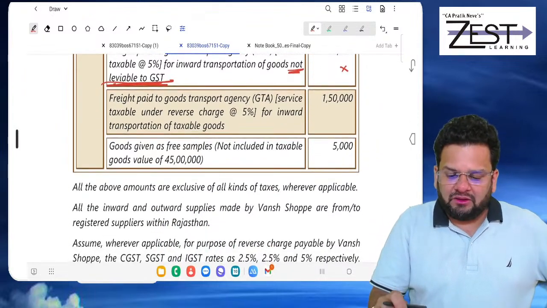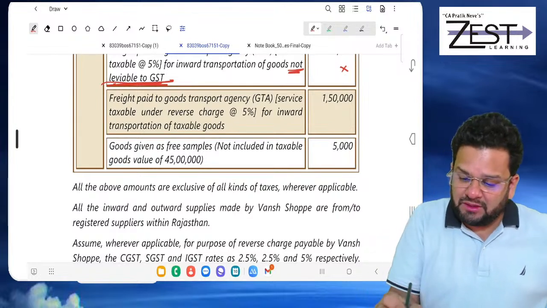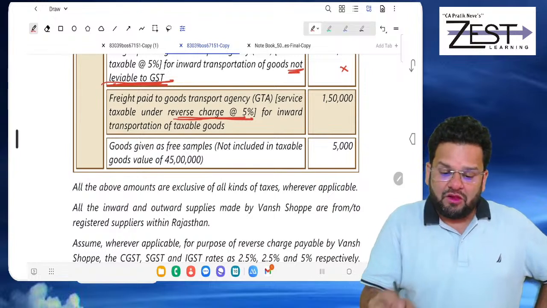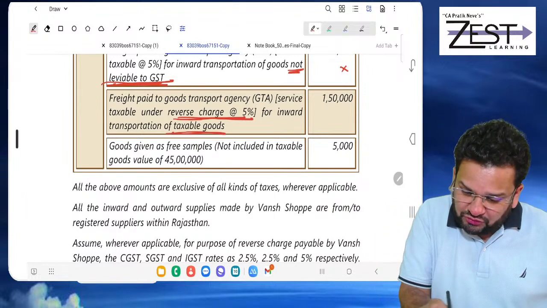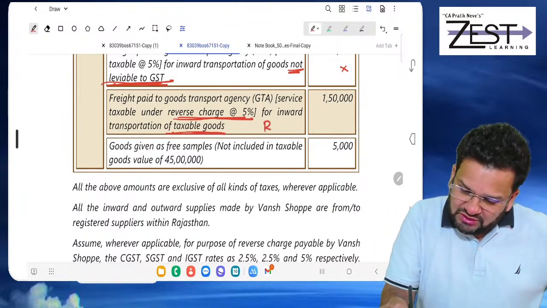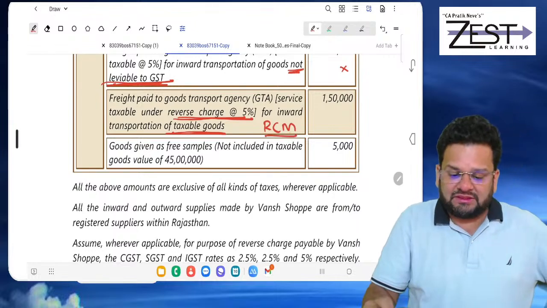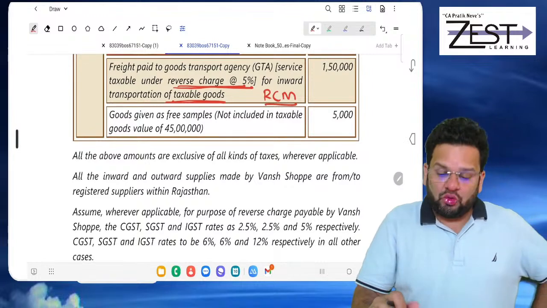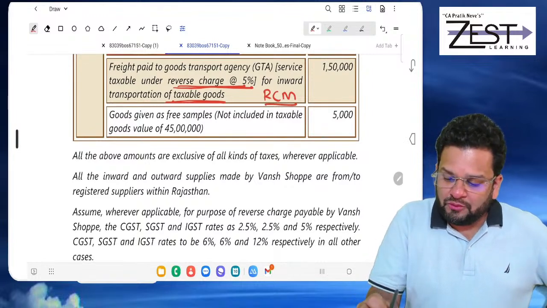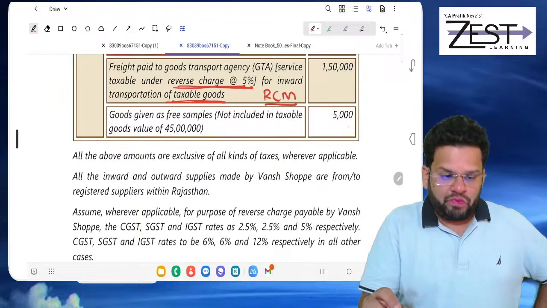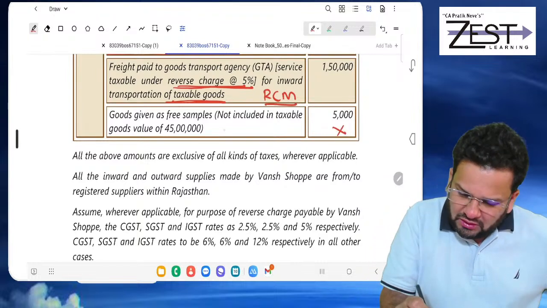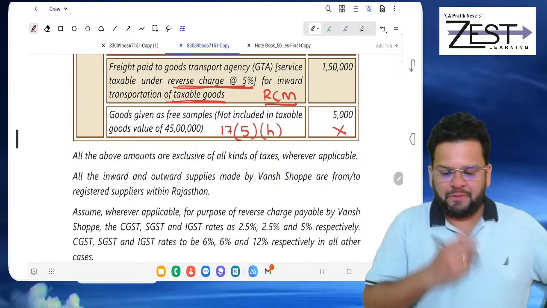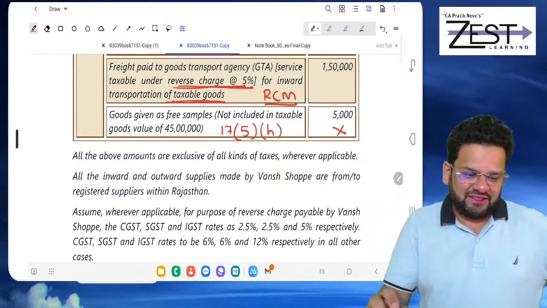Then freight paid to GTA service taxable under reverse charge at 5% for inward transportation of taxable goods. So this is the one which will attract RCM. Goods given as free samples. You know that on this ITC will be blocked as per 17(5)(h). Did you all understand till this point?